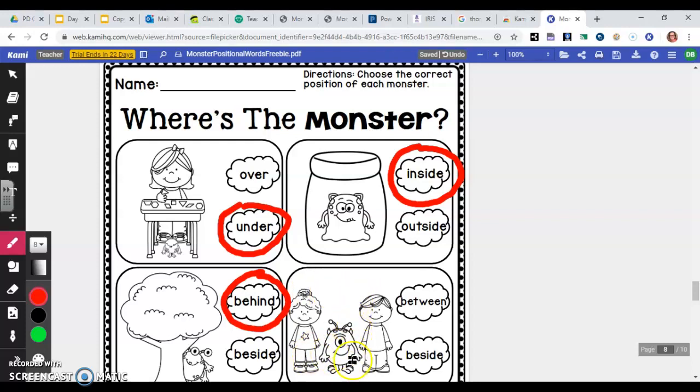Okay, where is the monster in this one? Is he between the people or beside the people? Okay, this is a tricky one because he would be beside the person if there were only one person. But since there's two and he's in the middle, he is between them.